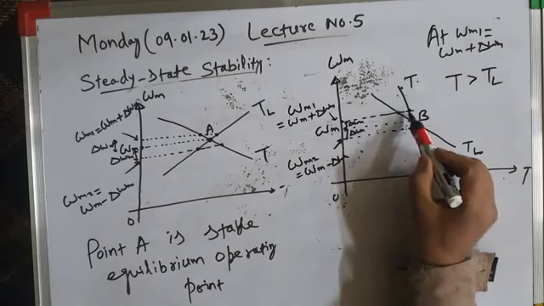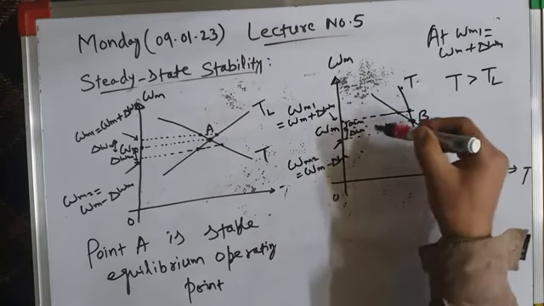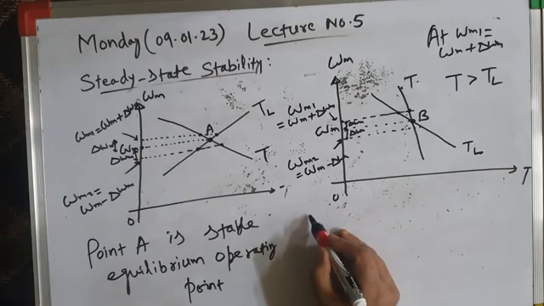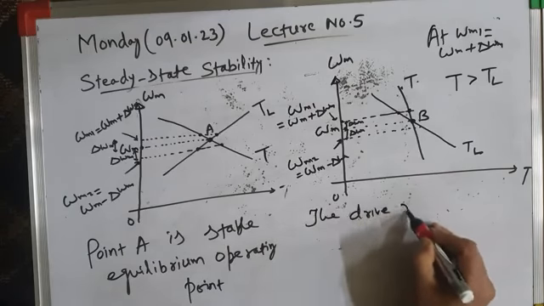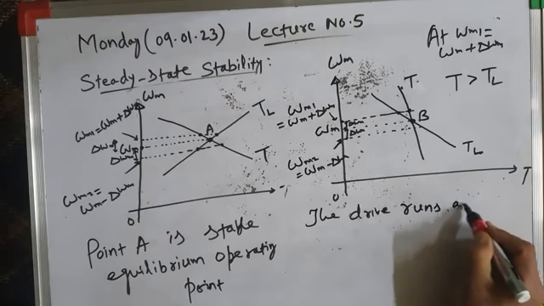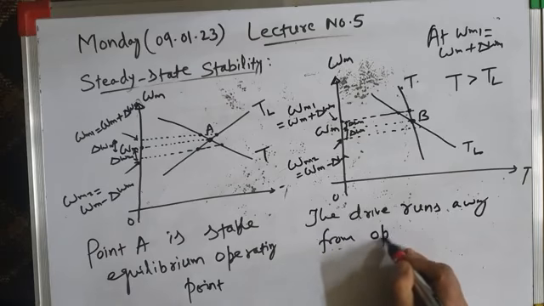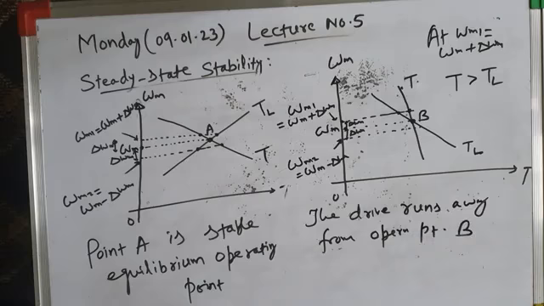And therefore, the operating point B will never be restored. The motor and the drive will run away from its original operating point. So therefore, the drive runs away from operating point B. So it never comes back to operating point B.